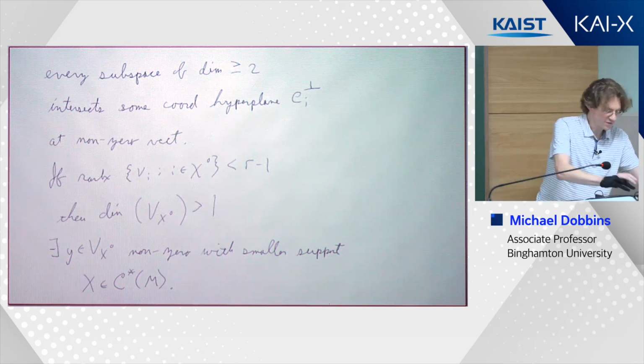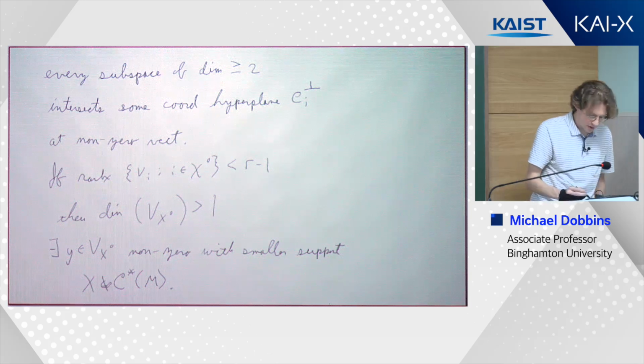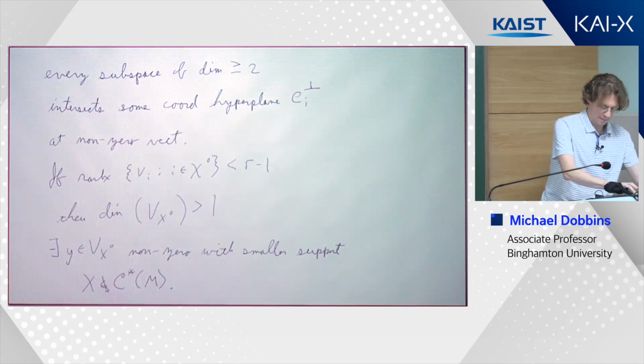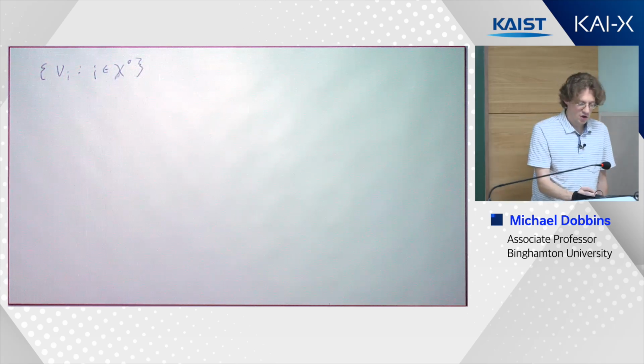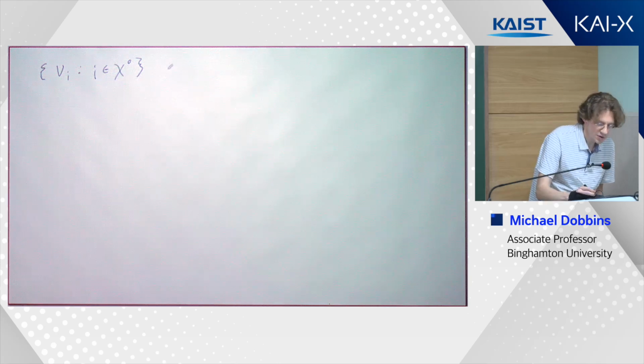Then we can find our basis. So our claim was that the set of columns of the matrix corresponding to the entries of x where x is 0 has to have rank r minus 1.